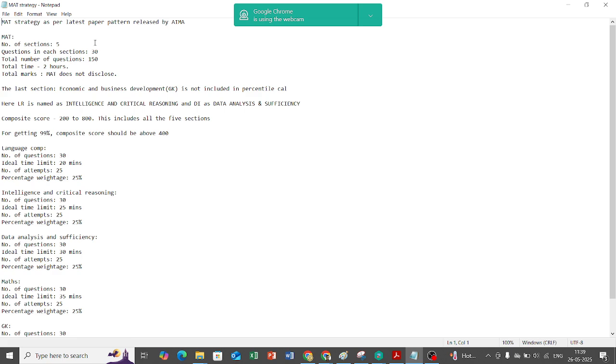The last section is the economic and business development GK, which is not included in percentile calculation. Here in MAT, LR is named as intelligence and critical reasoning, and DI is named as data analysis and data sufficiency. That is DI only. Just the names are different, so don't get confused if you see that in MAT the names of the sections are different.